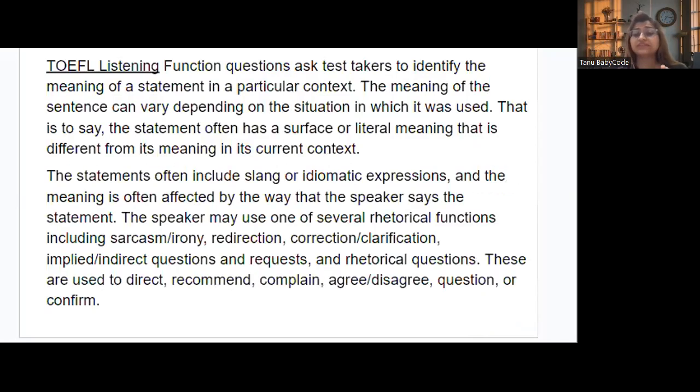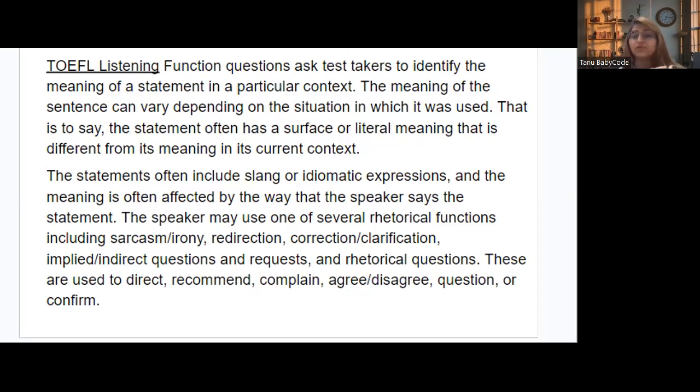Now, TOEFL listening questions often ask students to identify the meaning of a particular statement in a particular context. The meaning of a statement can vary depending on the situation in which it was used. A statement often has a different literal meaning from its meaning in the current context, and statements often include slang or idiomatic expressions. So the meaning is often affected by the way the speaker says it.